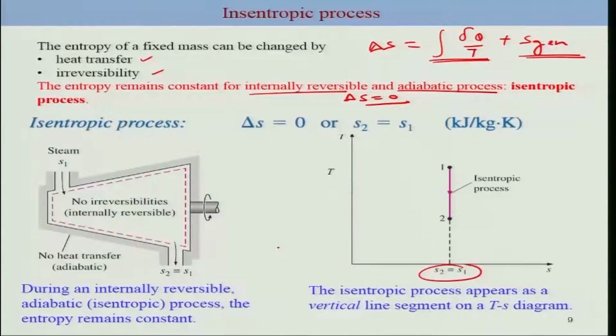So this example of an isentropic process, where the entropy is constant, could be given in the form of an adiabatic turbine, where essentially you have no irreversibility, it is internally reversible, and there is no heat transfer. Then your S is going to be constant in such a process. So this is an example of an adiabatic turbine where the entropy is constant.